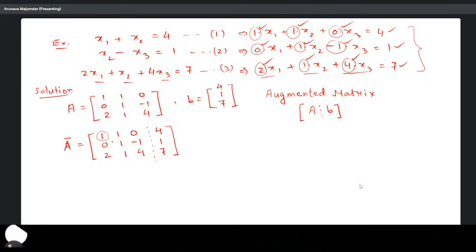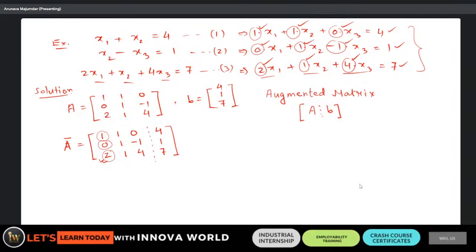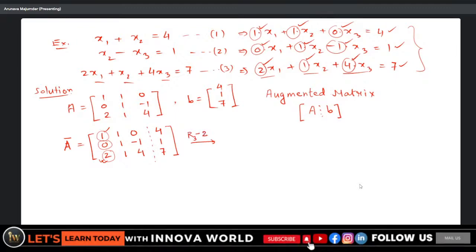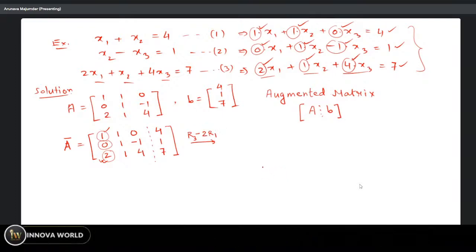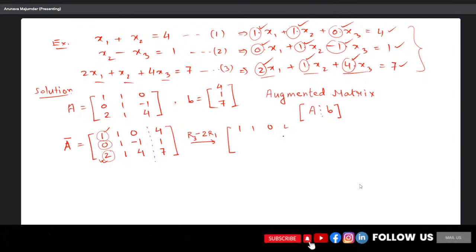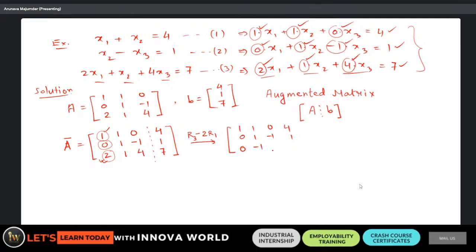This is already 1. This is already 0. We just need to make the third element 0 with respect to the first element. So what is the operation here? We will do the operation R3 minus 2 into R1. Very simple. R3 minus 2 into R1. So this becomes 1 1 0 4, 0 1 minus 1 1, and it becomes minus 1 4 minus 1.